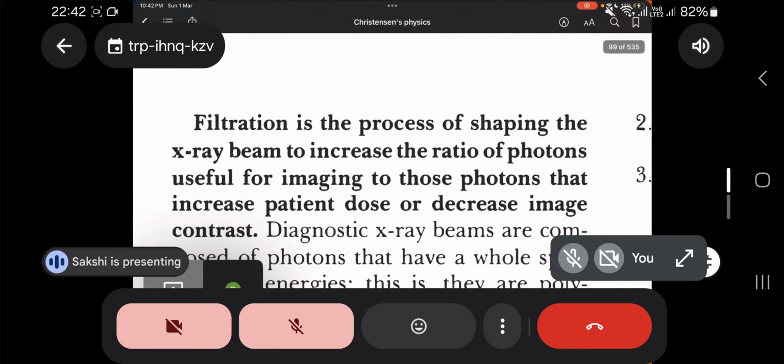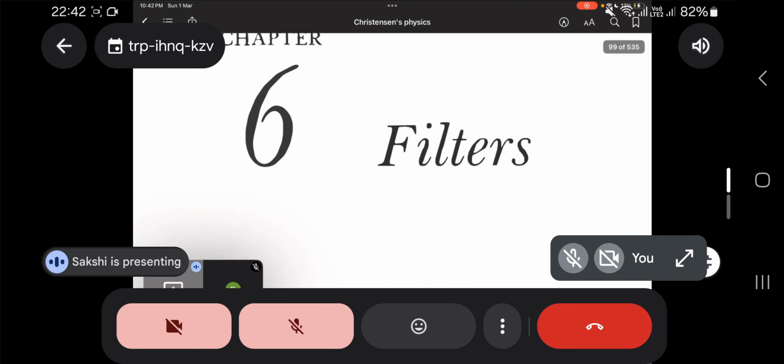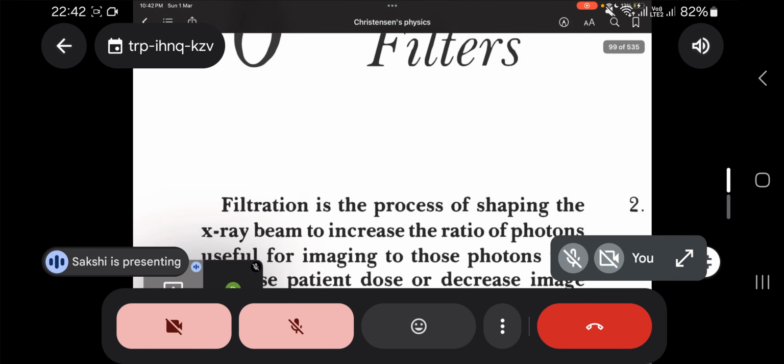Okay. So we can just skip it, and not skipping actually, because from 11 to 12 we still have 1 hour. In that 1 hour, you can study, read it, and post all the questions, whatever you are having doubt or something. Okay. Next chapter is filters.